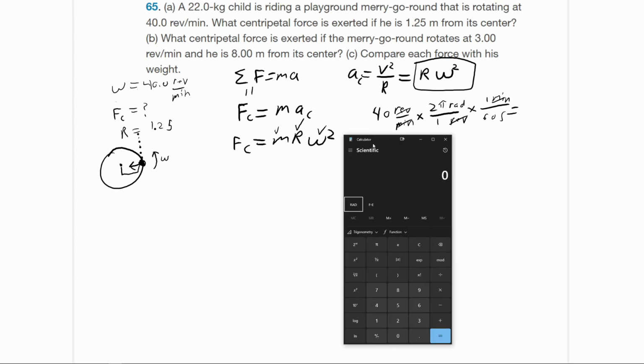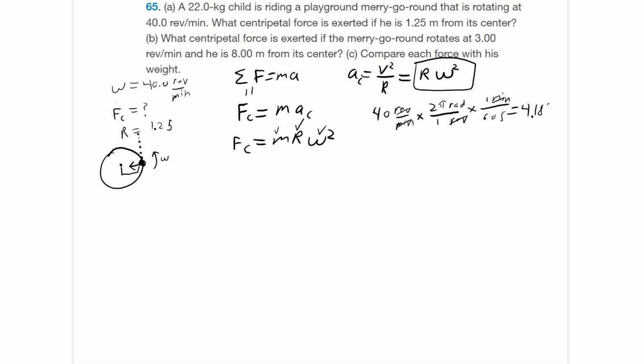Bringing in a calculator, we have 40, and then we're going to multiply by 2 times pi, and then divide by 60. So that's going to get us 4.188. This is an intermediate calculation, so let's just keep some of the extra sig figs. Everything here has been reported in 3 sig figs, so we're probably going to round our answer in the end to 3 sig figs. And that is, of course, radians per second.